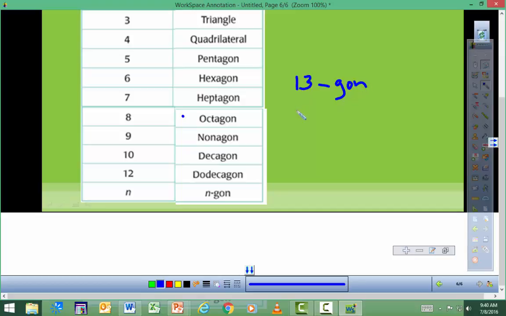Okay? A 13-gon. So whatever number of sides there is, you put that first. In that case, this would be the 13. And then you just put a gon. And then you can call a 17-sided one a 17-gon. Okay? I don't know where they gone, but maybe they gone crazy.